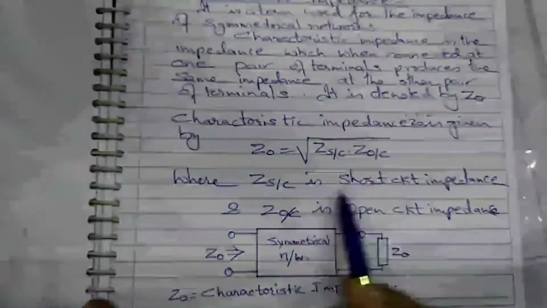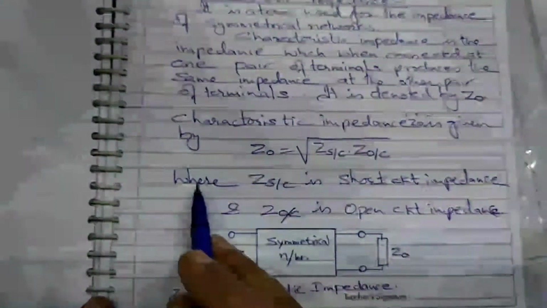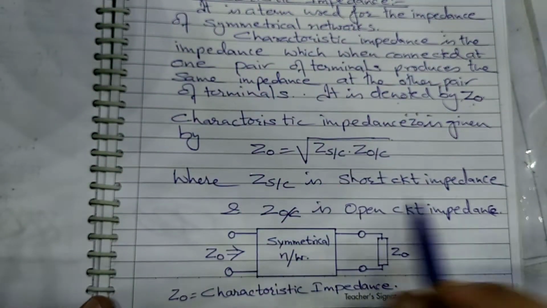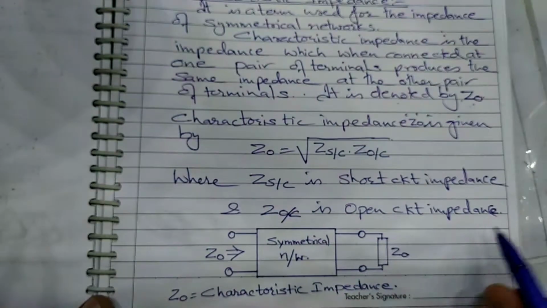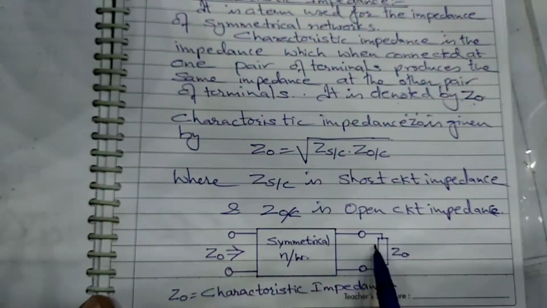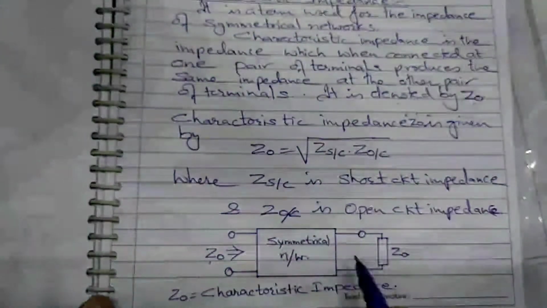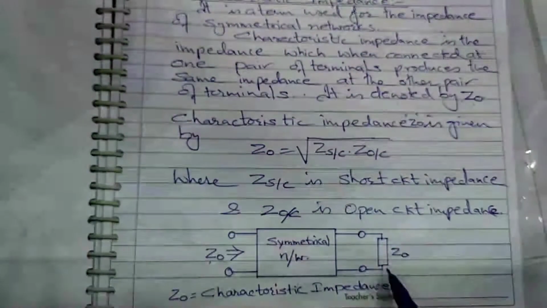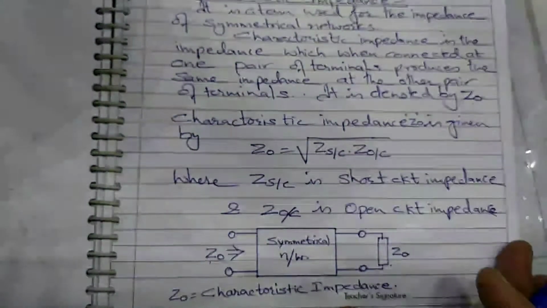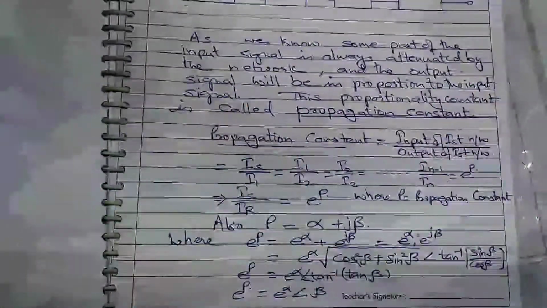Where ZSC is the short circuit impedance and ZOC is the open circuit impedance of the network. Now this is the characteristic impedance. Z0 is the characteristic impedance of symmetrical network, whereas it produces the same impedance on the other side. So this is called characteristic impedance Z0.